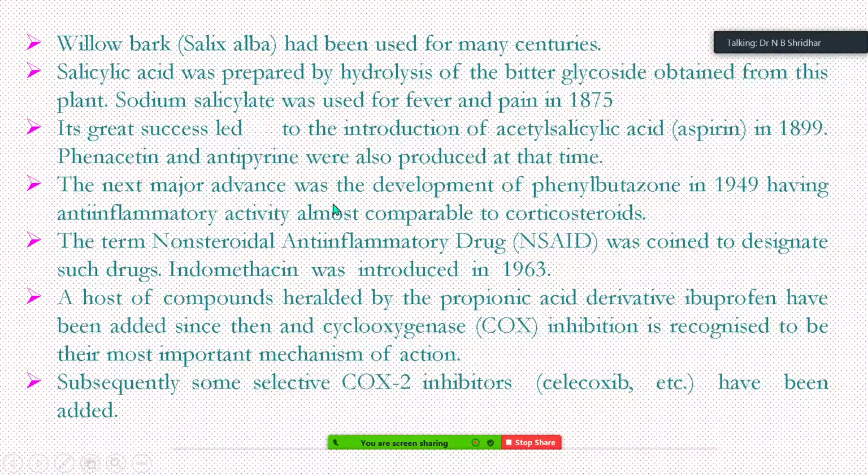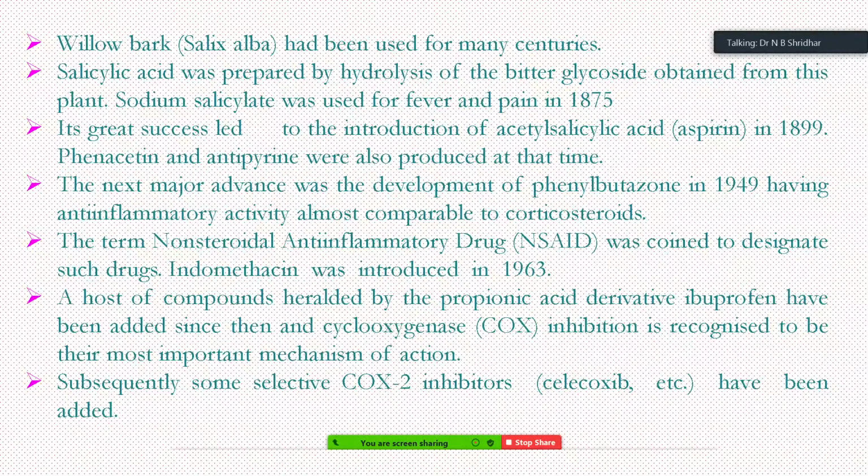The next major advance was the development of phenylbutazone in 1949, having anti-inflammatory activity almost comparable to corticosteroids. So the anti-inflammatory activity of these agents was very similar to that of the corticosteroids. We have got so many drugs: the corticosteroids, non-steroidal anti-inflammatory agents, and if the pain is very severe, then morphine derivatives. The term non-steroidal anti-inflammatory drugs, NSAID, was coined to designate such drugs, especially the inhibitors of PG synthesis.